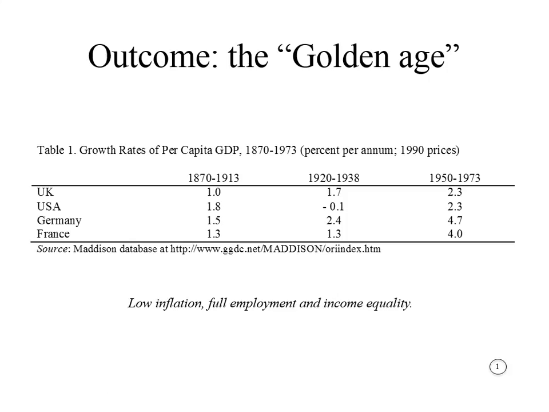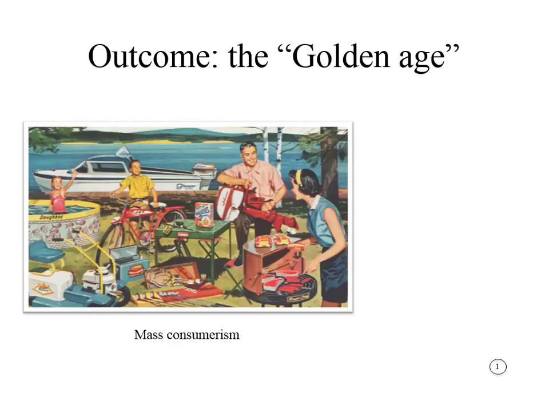What was the outcome of this era? Low inflation, full employment, and you had income equality. Basically, you had the emergence of mass consumerism. This was the alternative vision to the communist world. A nuclear family, mainly white, of course. Man, woman, and two kids, having a very happy life, buying consumer goods. This was the immediate generation after World War II.